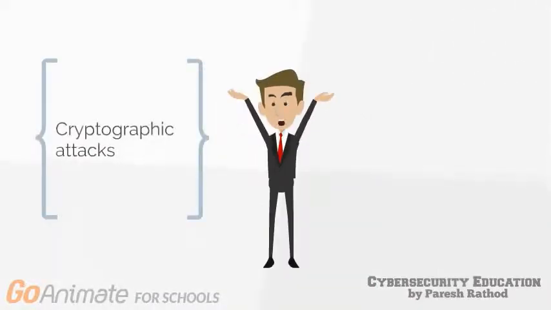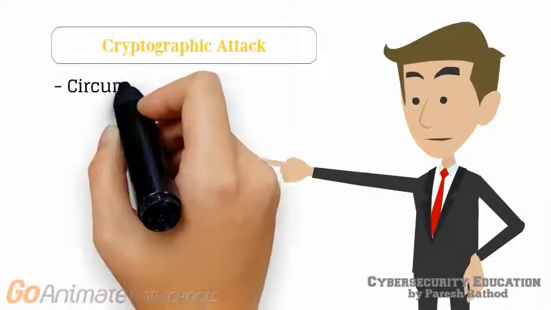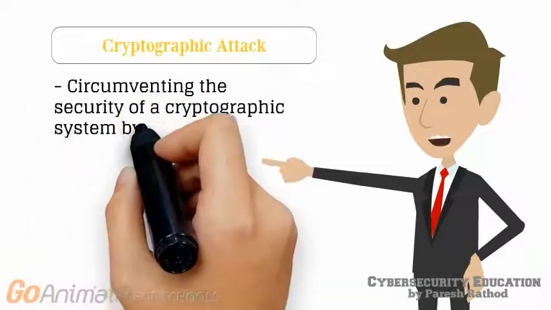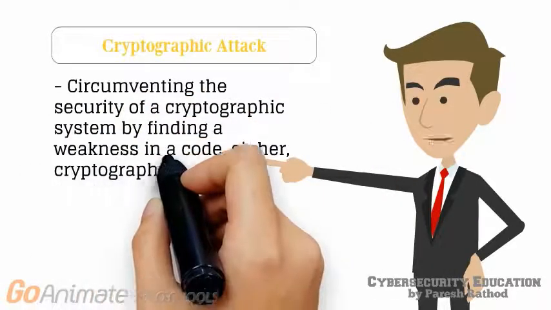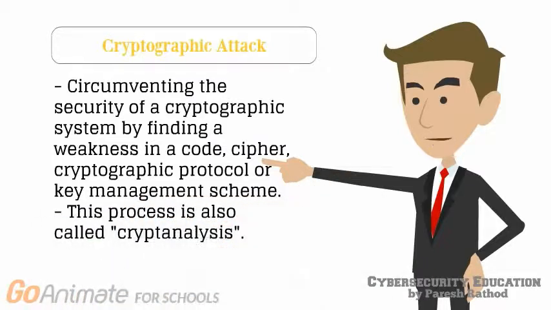These attacks can be broadly categorized in two types: 1. Cryptographic attacks or crypto attacks. 2. Non-cryptographic attacks or non-crypto attacks. A cryptographic attack is a method for circumventing the security of a cryptographic system by finding a weakness in a code, cipher, cryptographic protocol or key management scheme.